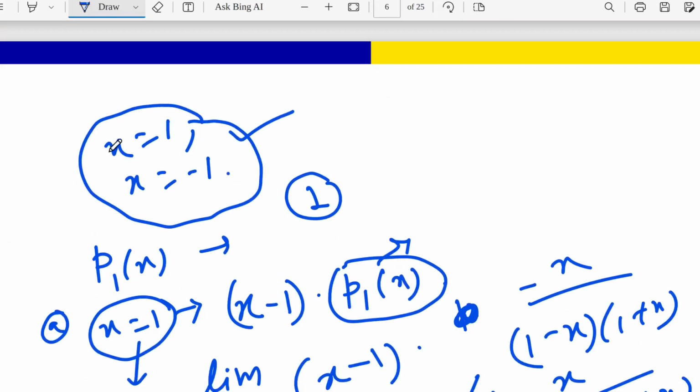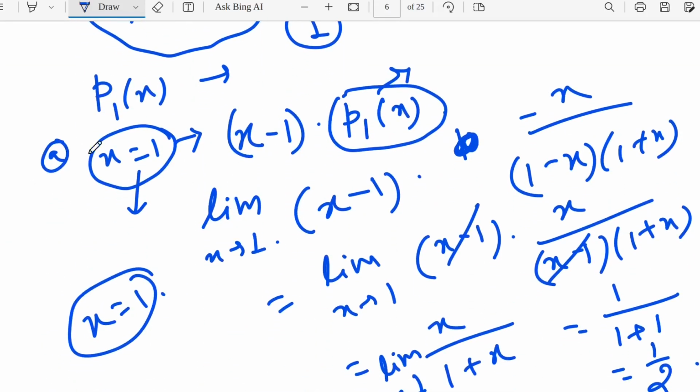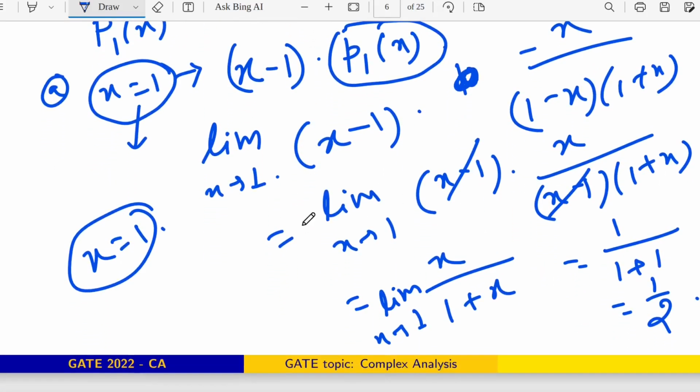Now first of all calculate x equals 1. At x equals 1, if p1 has a pole of order 1, then the expression is the limit as x tends to 1 of (x minus 1) into p1(x) should give us one finite value. I am calculating that one. If I put x equals 1 here, then I am getting 1 by 2. That is a finite value. That means at x equals 1, p1(x) has a pole of order 1.